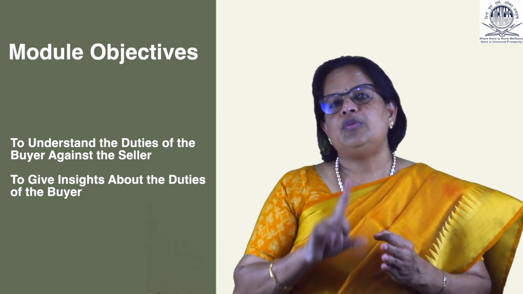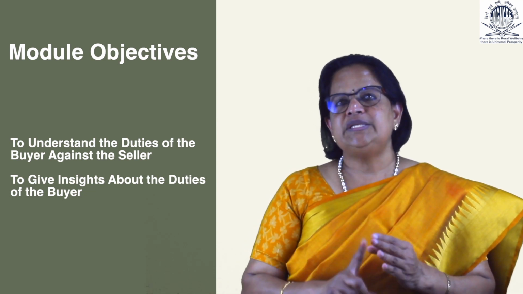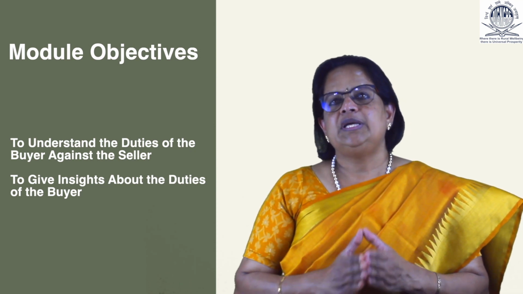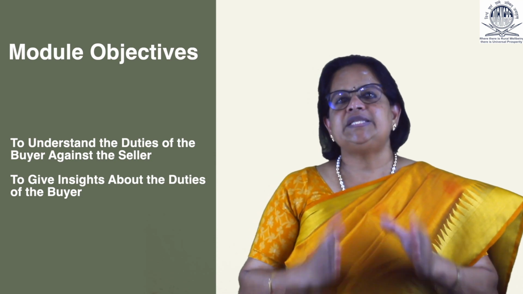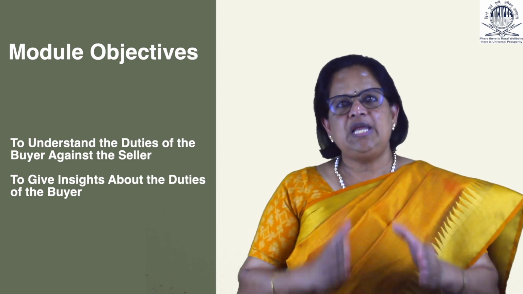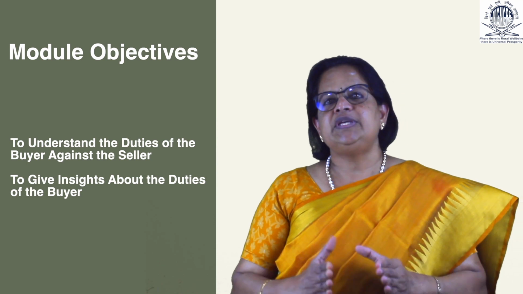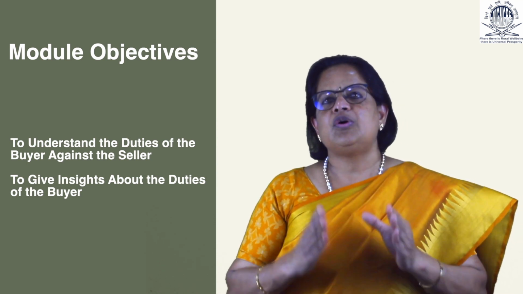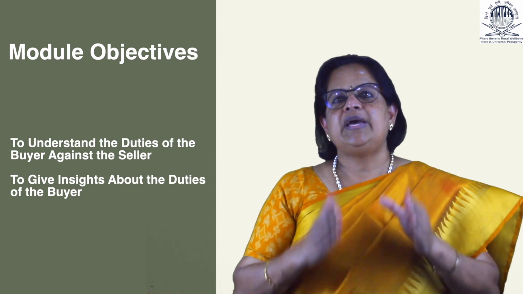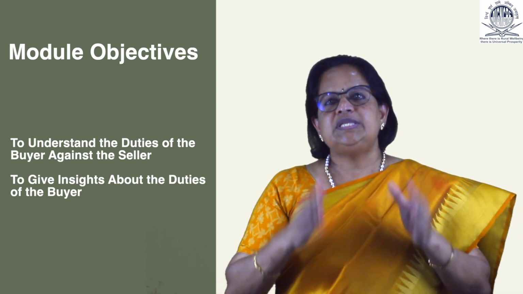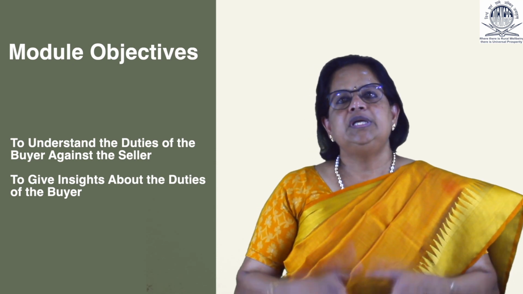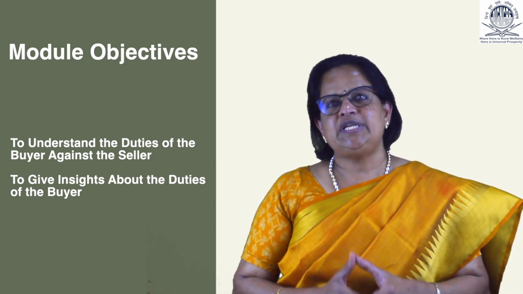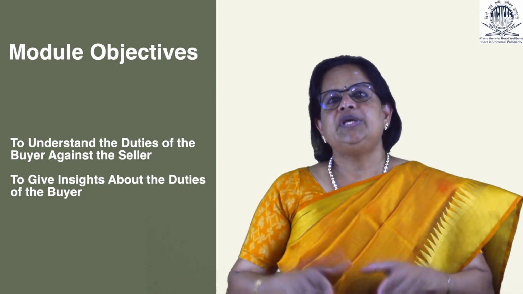The first objective is to understand the buyer's rights against the seller. In the last video lesson, we learned the unpaid seller's rights against the buyer. The Sale of Goods Act 1930 gives certain rights against the other contracting party, as a buyer and as a seller. The second objective is to equip you with the duties of a buyer. This will help you to avoid mistakes while entering into contracts in our official and personal capacity.